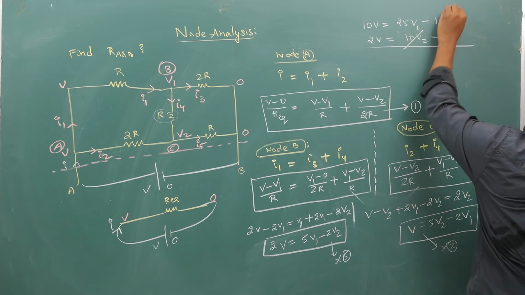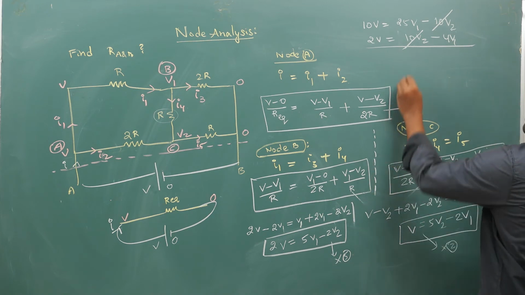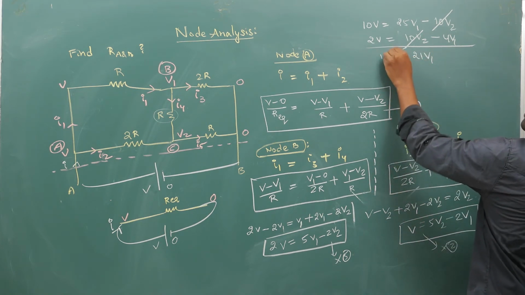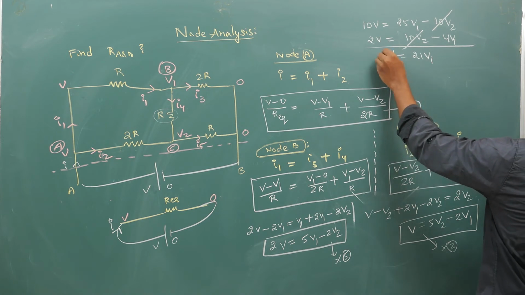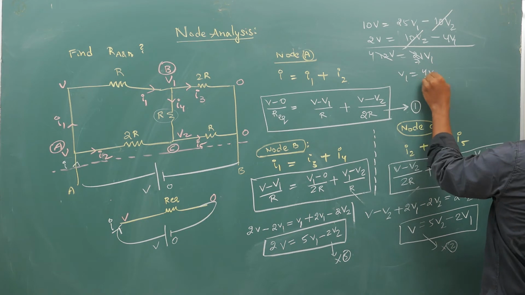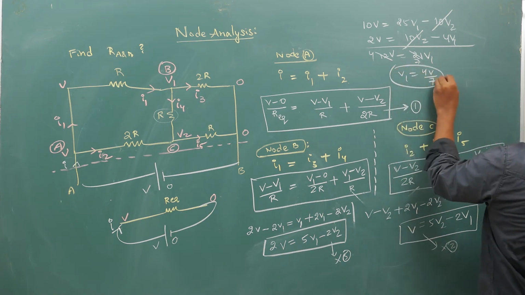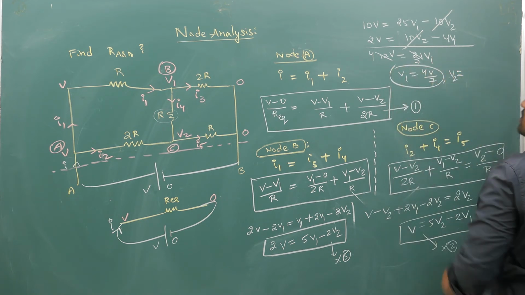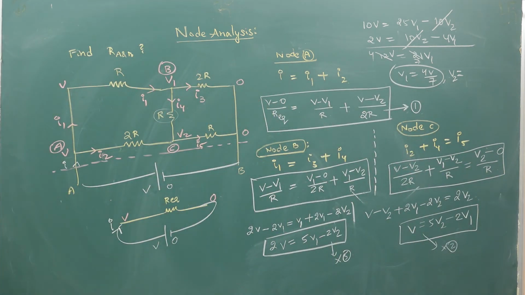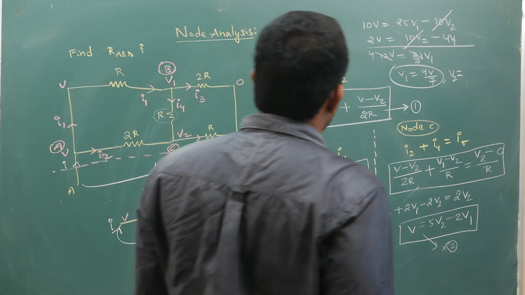So if you add these two, 25 minus 4 is 21, V1 is equal to 12V. So 3 4s, 3 7s, V1 is equal to 4V by 7. Substitute it in one of the equations, you will get the value of V2, and then substitute that V2 once again into V1 and V2 into the first equation.